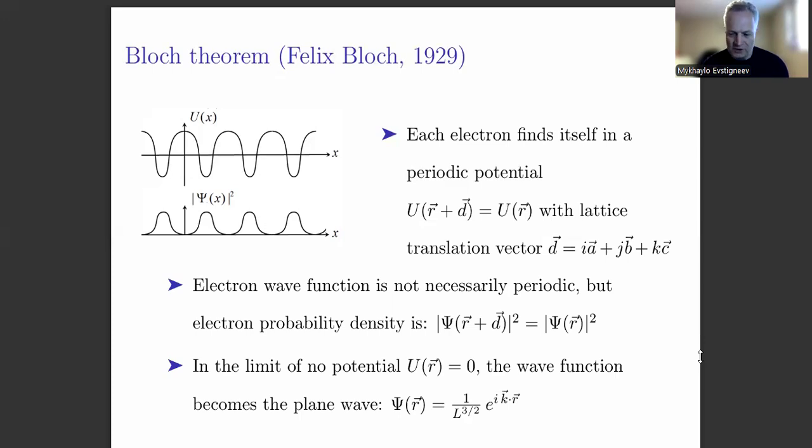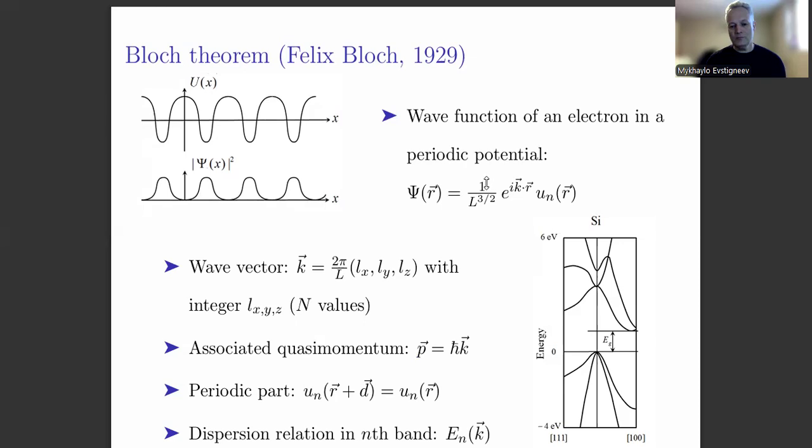The plane wave solution does not have the periodicity of the crystal lattice, but the modulus squared of the plane wave does have the trivial periodicity of the crystal lattice, because the modulus squared of psi is just 1 over L cubed, independent of r. So the plane wave part doesn't have the periodicity of the crystal lattice, but its modulus squared does.